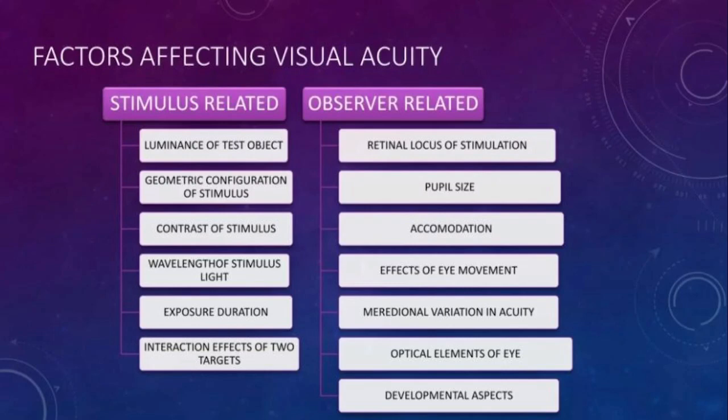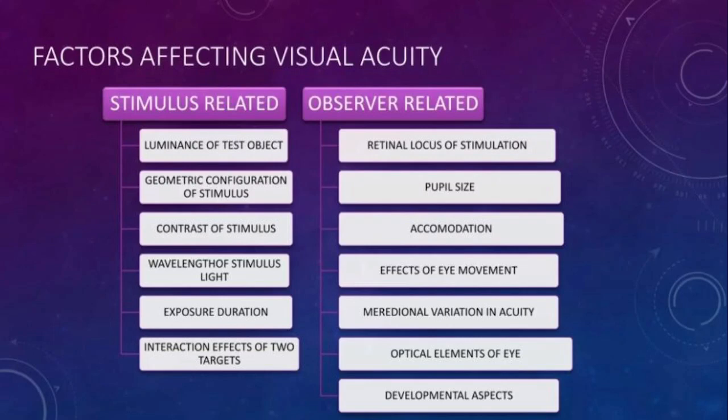Number 3, eye disease or disorder. Eye conditions like cataracts, age-related macular degeneration, and glaucoma can cause vision loss, which can affect visual acuity. Number 4, age. As people age, their visual acuity may decline due to changes in the lens and other parts of the eye. Number 5, eye injury. Abrasions, infection, or other types of damage to the eye can affect visual acuity.